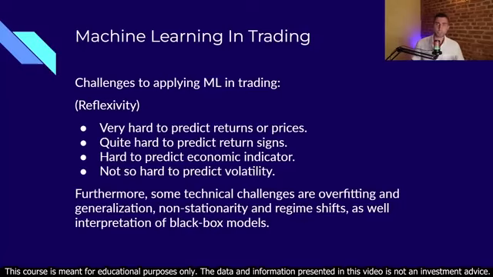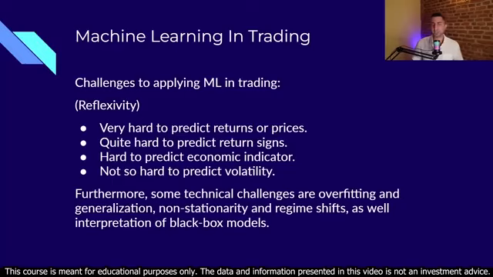What is the hardest thing while applying machine learning? The hardest thing is to predict returns and prices. The next quite hard thing is to predict return signs, or the direction of a given asset. Is it going to go up or down? The next thing is to predict an economic indicator. For example, it is quite hard to predict non-farm payrolls or weekly jobless claims. And a thing which is not that hard, or is quite straightforward, is to predict the volatility of a given asset.